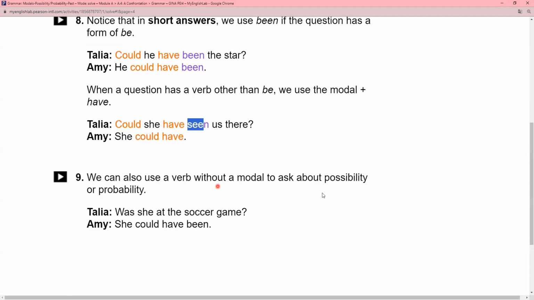And finally, we're going to finish with the ninth one. We can also use a verb without a modal to ask about possibility or probability. Was she at the soccer game? She could have been. So we're going to finish with this last point.